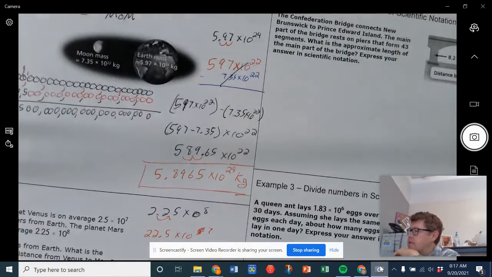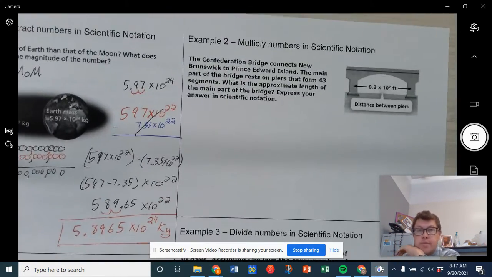Okay, now we're going to multiply numbers in scientific notation. The Confederation Bridge connects New Brunswick to Prince Edward Island. The main part of the bridge rests on piers that form 43 segments. What is the approximate length of the main part of the bridge? Express your answer in scientific notation. And this one is actually super similar to the solve and discuss we have on the first page right there.